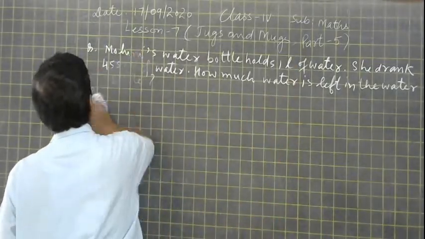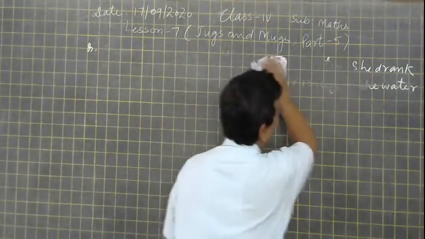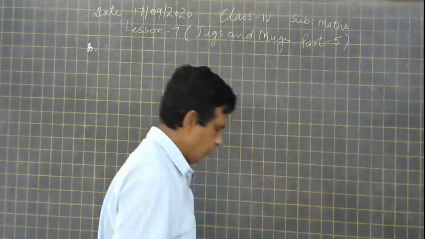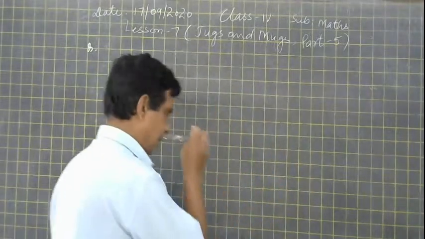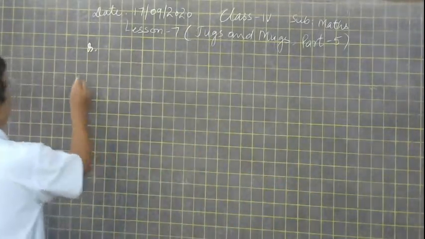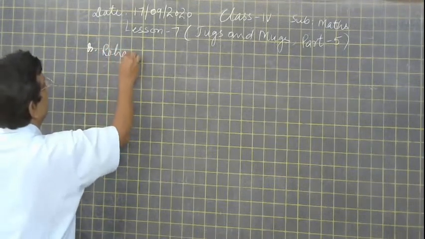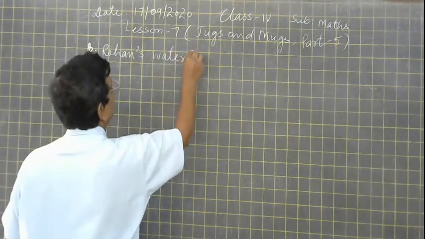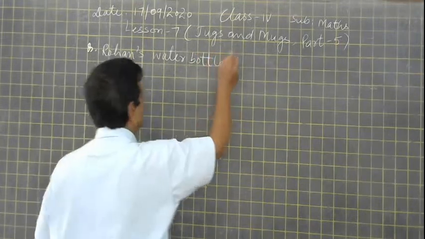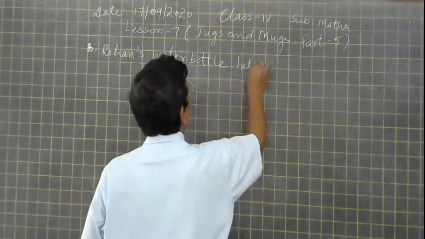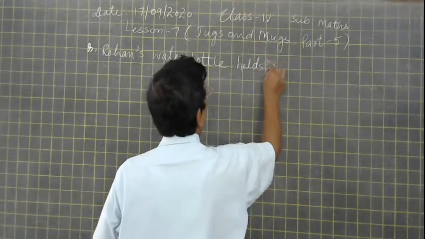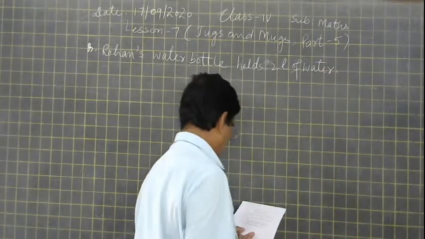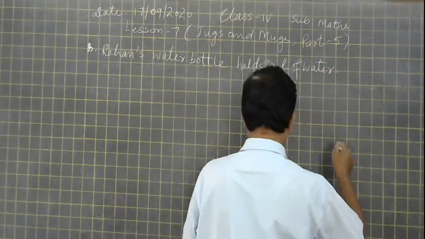Okay. Now, another question we write. Next question we are taking. You see, that question is here. Rohan's water bottle holds 2 liters of water.